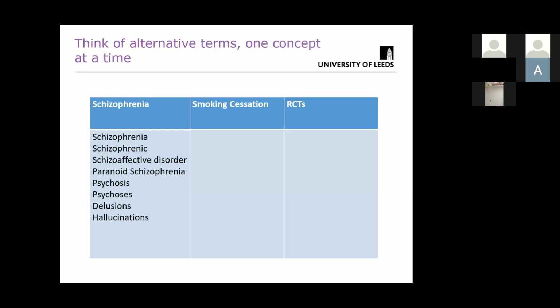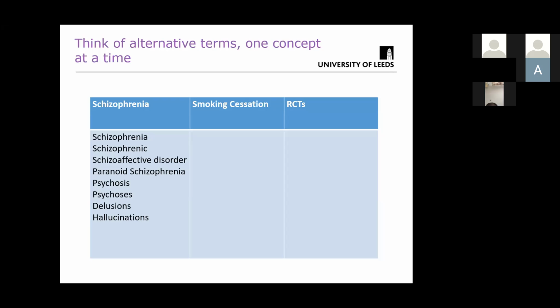Now, when we start to build a search strategy, we need to think of lots of alternative terms, and we need to do it one concept at a time. So what we want to do is build a great big set of words and terms and topics. So the first thing I'm going to do is think about my schizophrenia search. How will different authors talk about people who have schizophrenia, or talk about the disease itself, schizophrenia?